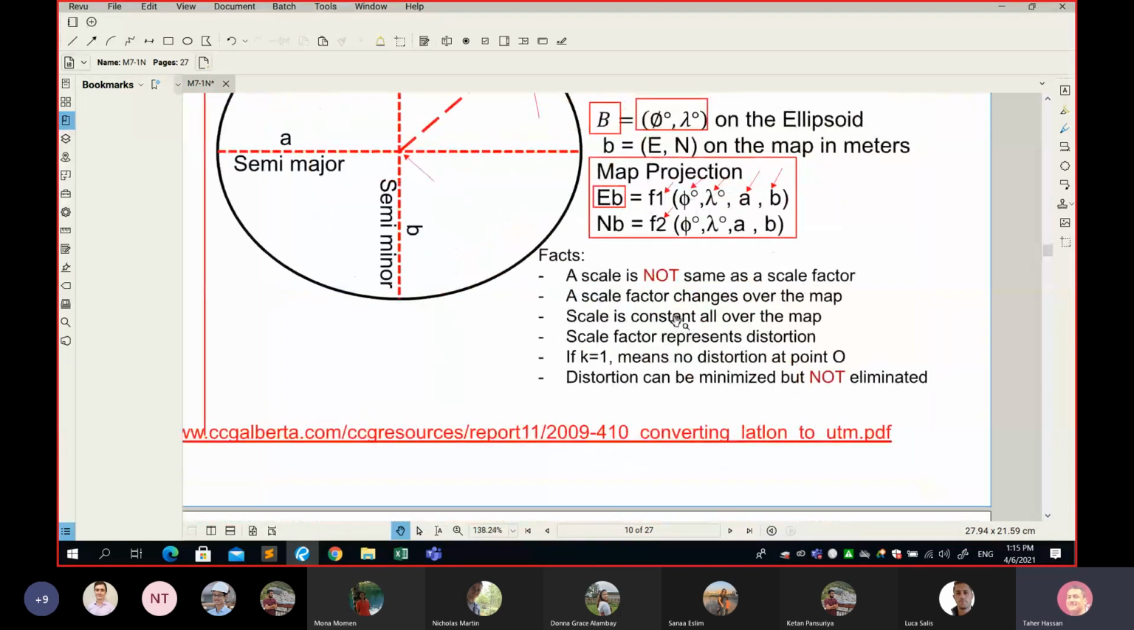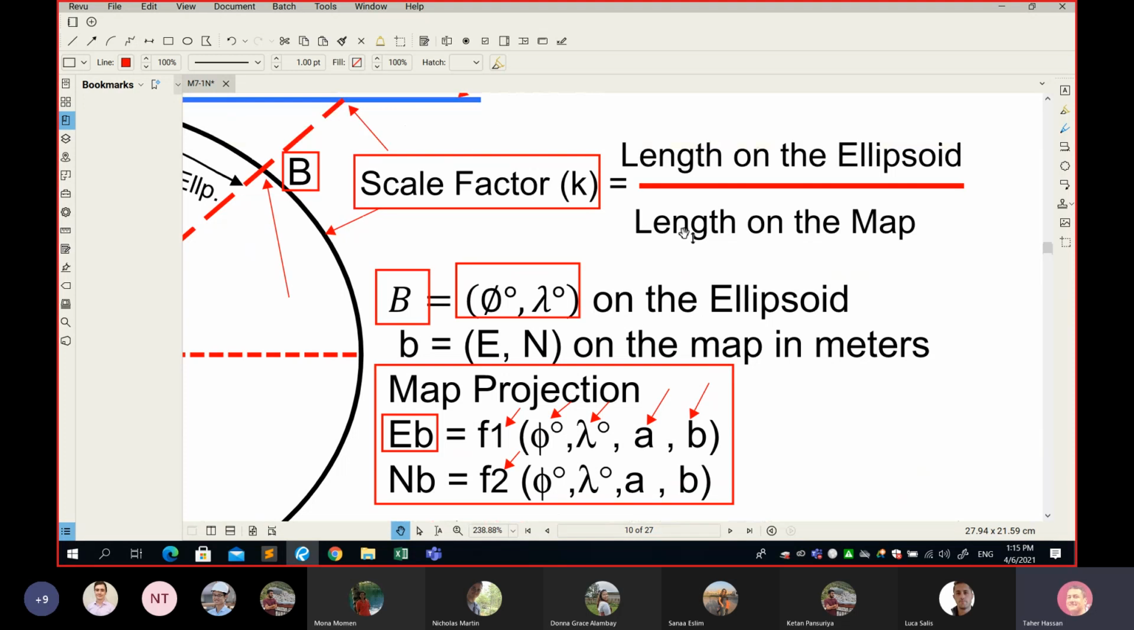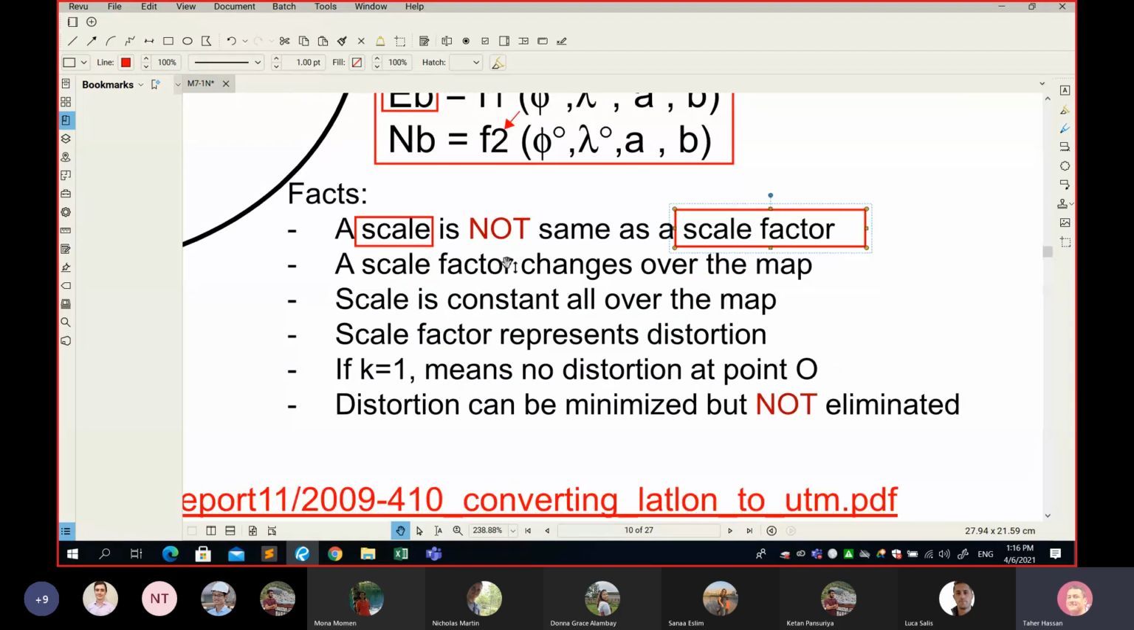Okay, now, great. Those are very important for scale factor. Number one, a scale factor is not the same as a scale. Okay? Watch this. So a scale is not the same as a scale factor. Remember, scale is 1 to 1,000, 1 to 100, 1 to 1 million. How about the scale factor? The scale factor is something that ranges around 1 because, again, it's a distortion. It represents how much distortion. While the scale itself is a ratio between a distance on the site and a distance on map. So please don't confuse between a scale and a scale factor.